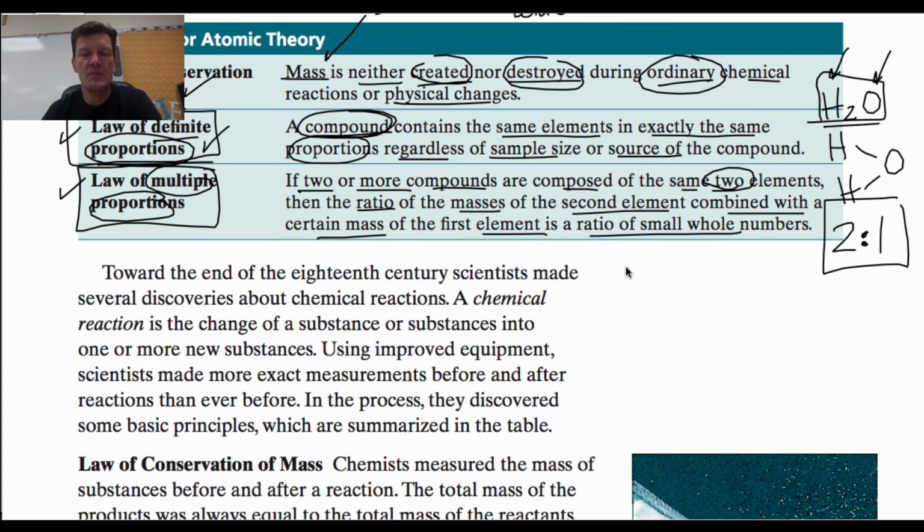I know that sounds very complicated, but basically what we're saying is if you've got carbon and oxygen, they can bond to form just carbon monoxide, that's just carbon and oxygen, one atom of each, or carbon dioxide. You can form carbon dioxide as well. So we have the same two elements forming different compounds. Okay? Well, that says that basically the second element combined with a certain mass of the first element is a ratio of small whole numbers.